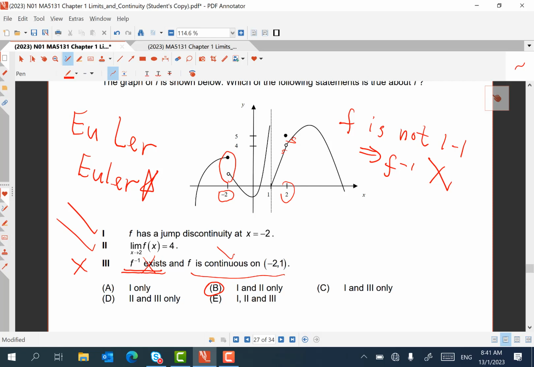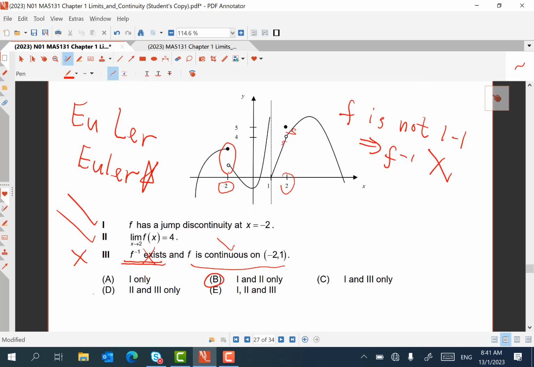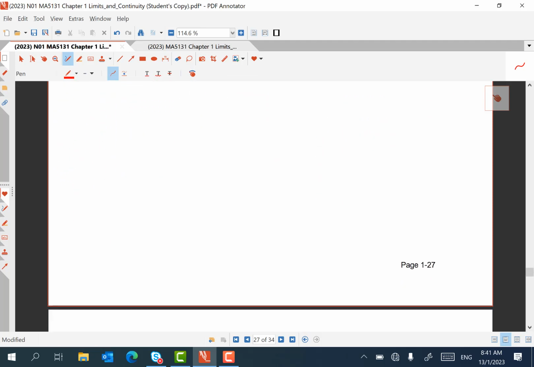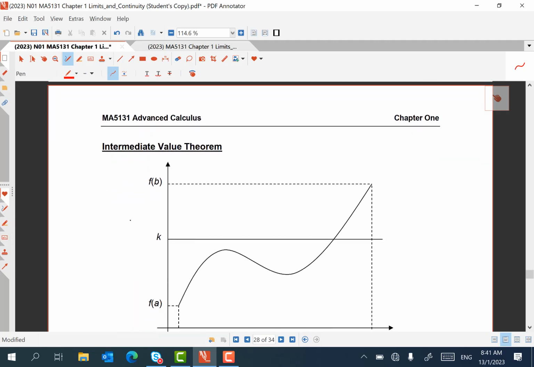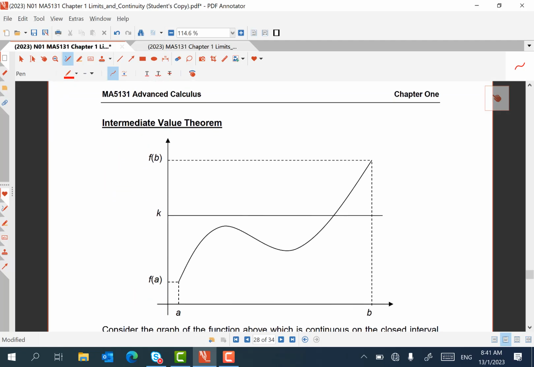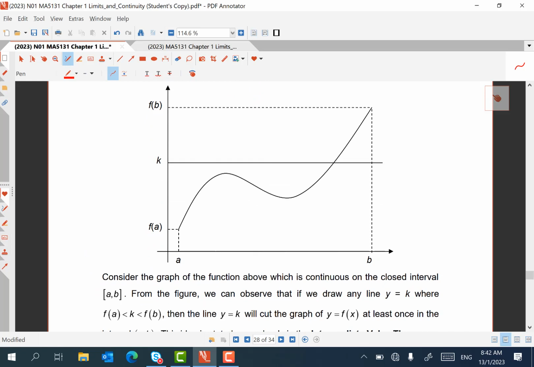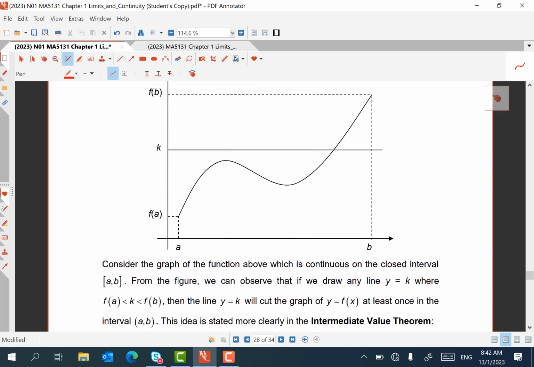Okay, then let's go on to a theorem. It is commonly abbreviated as IVT, for the simple reason that it is called the Intermediate Value Theorem. What this theorem says is, if you have a function that is continuous on a closed interval, it is important that it is continuous on a closed interval, like this. Closed interval, like in this case, right?